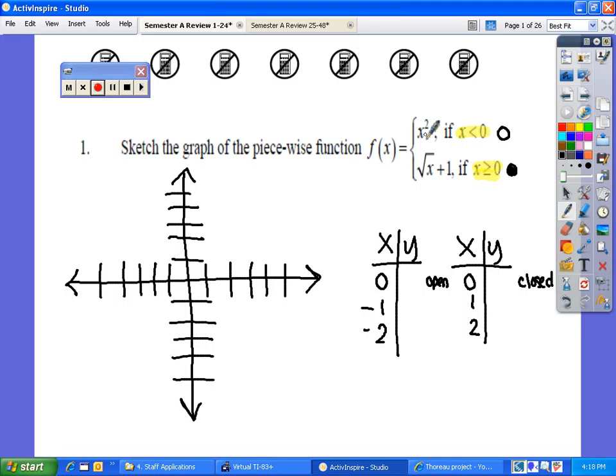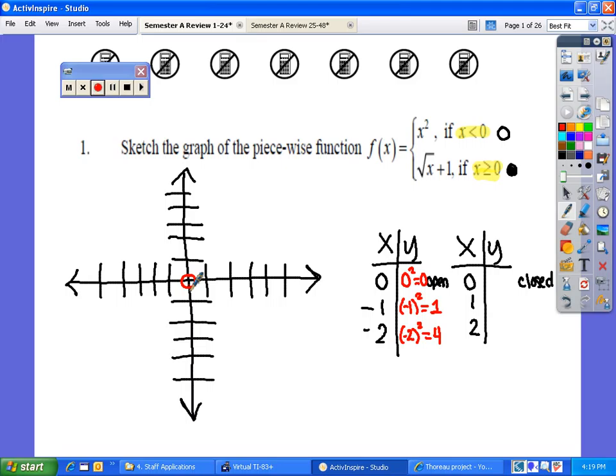Alright, now all we're going to do is just replace 0 in for x in the first equation. So we have 0 squared, which is 0. So at 0, 0, we're going to have an open circle. Next we have -1 squared, which is 1. And -2 squared, which is 4. So we have 3 points to plot. An open circle at 0, 0.